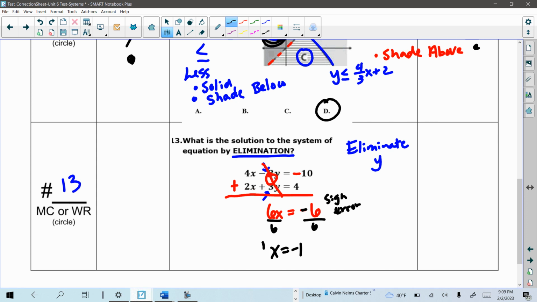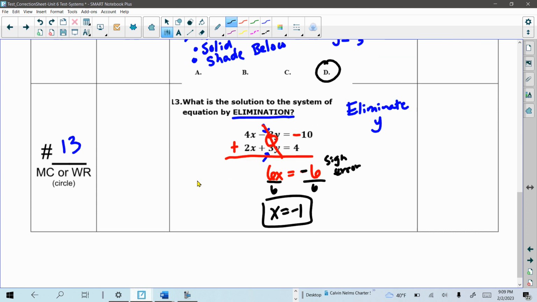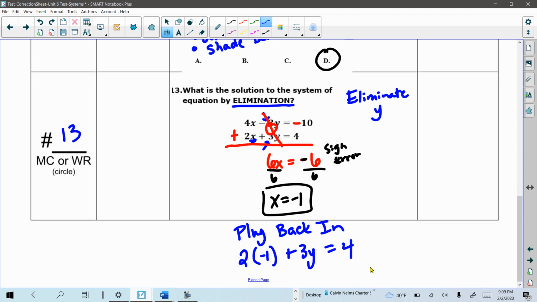Because we want the solution, you have to know now that you have to plug back in. It doesn't matter which one you plug it back into. To me, the second equation is the easier one. I'm plugging it in for the x here, so that'd be 2 parentheses, negative 1, plus 3y equals 4. And now we're solving for y.